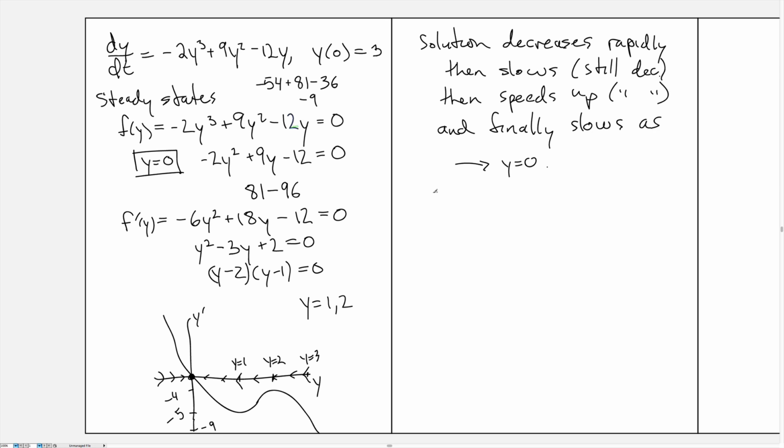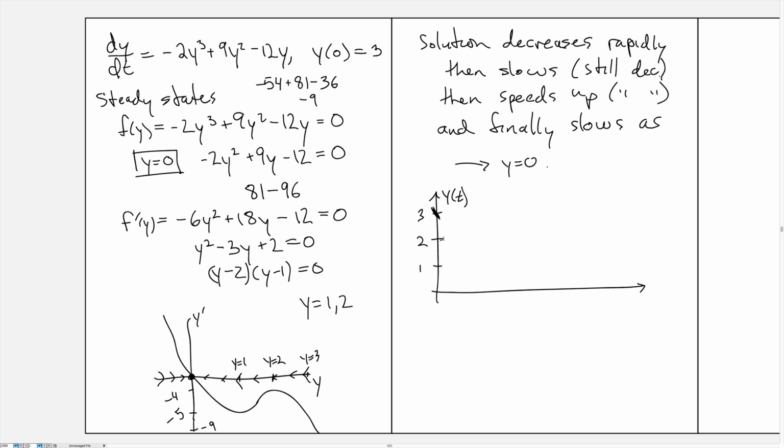So now let's put this on a y versus t graph. So we have y of t up here, and we have t going off in this direction. And I think because we're always decreasing, we're going to go from 3 down to 0. So I can drop this all the way down here. And we start off at 3. 2 and 1 are going to be important points along the way. Here we start off with a very steep slope of minus 9.